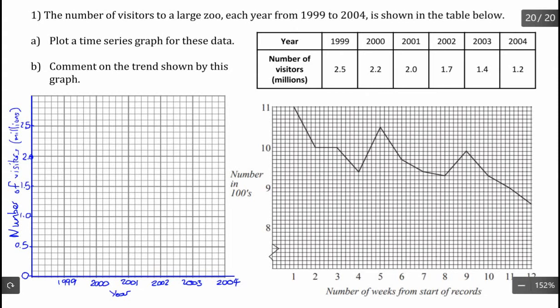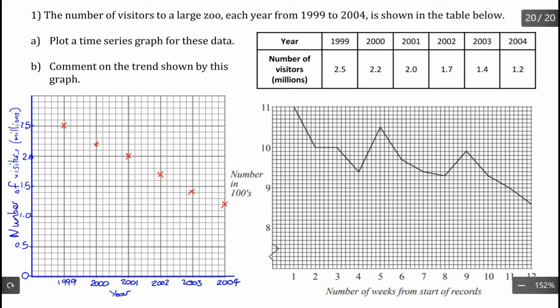So in 1999, 2.5 million. So that's there. In 2000, 2.2 million. And because of the way we've done the scale, this should be nice and easy to plot. 2001 we had 2 million. 2002 is 1.7. 2003 is 1.4. And 1.2, 2004.